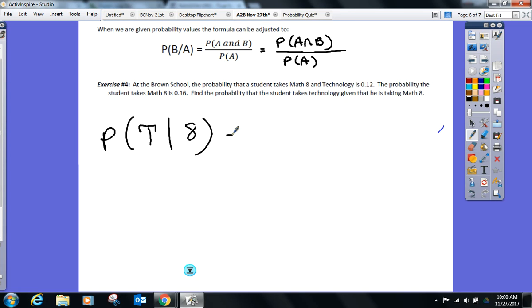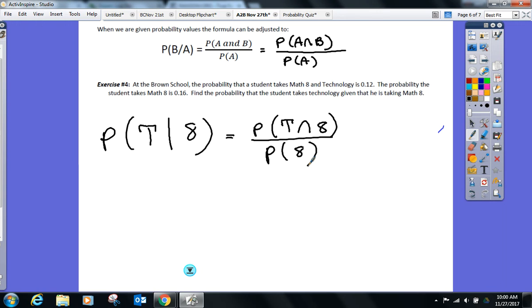Use our formula. The numerator is going to be found how? That's the probability that they take both Tech and, I should start using my symbols, Math 8. The probability they take both. What should go on the bottom? The probability they take, what did I give you? Given they take Math 8, so that should go on your denominator.